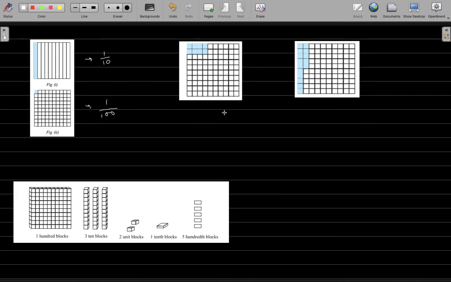Right, now going on the same lines, if you can see here, we have the whole object divided into 100 parts. How many are shaded? How many are we considering? 1 2 3 4 5 6 7 8. So this should give you 8 on 100.